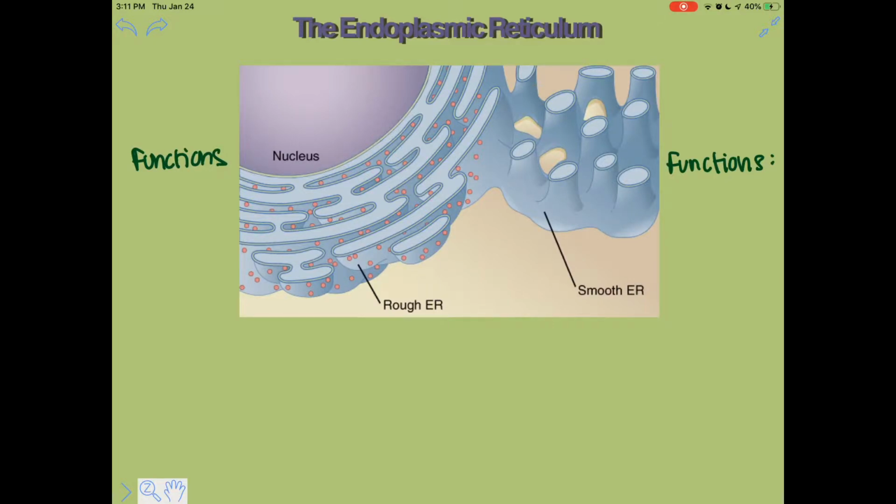And so first of all, let's try and understand what the endoplasmic reticulum actually is. So what it is, is a series of connected membranes that are good at carrying things around the cell.